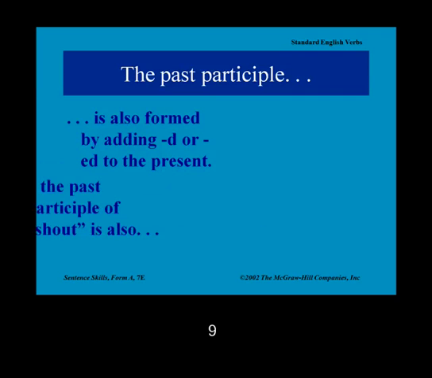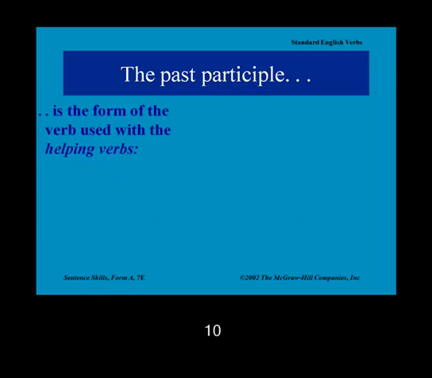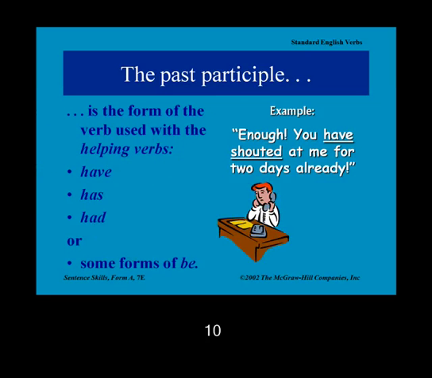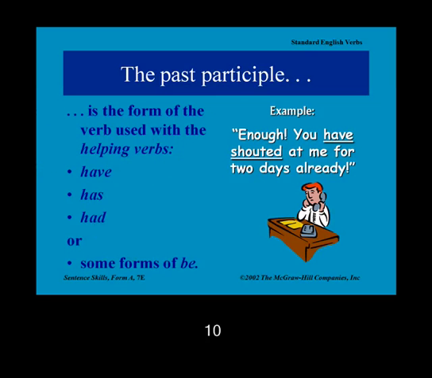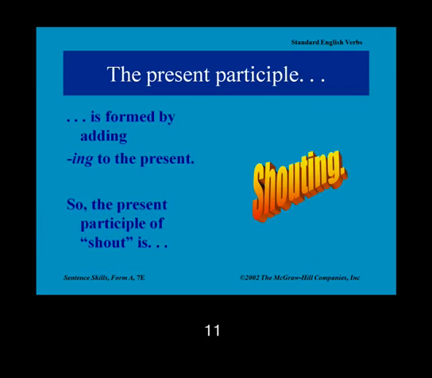The past participle is also formed by adding a D or ED to the present form, and that would be shouted also. Now know that with the past participle we're using a helping verb. Some examples are have and has and had. Some forms of the verb be. And here's an example. Enough. You have shouted at me for 2 days already. Now the present participle is formed by adding ing to the present. So the present participle of shout is shouting.